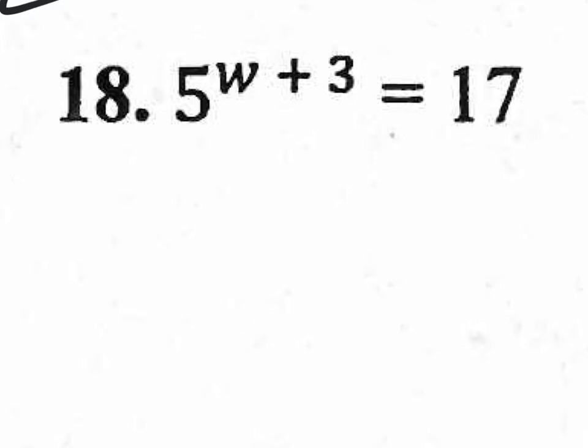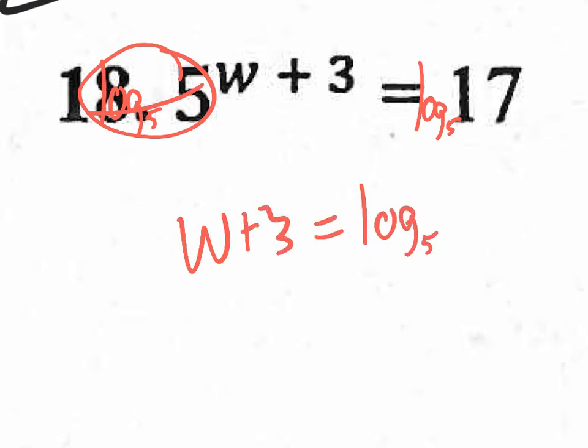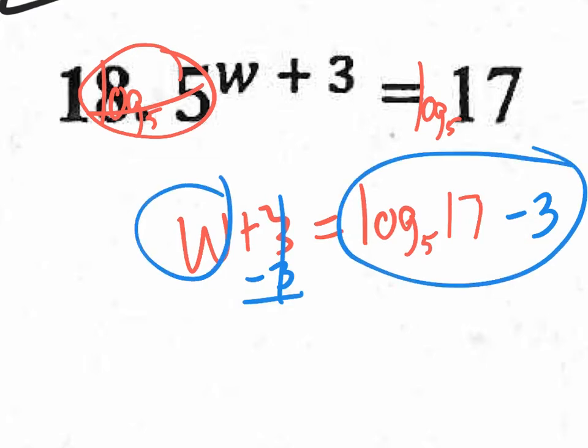What log do I apply on this one? 5. Log base 5. So this will cancel out. You'll have w plus 3 equals log base 5 of 17. And if you wanted to, you could actually keep going right here. Subtract 3, and this is your answer. W equals this stuff, right? So you could type it into your calculator. Let me try it all at once. Log base 5 of 17. And then on the outside of the parentheses, I'm going to put minus 3.